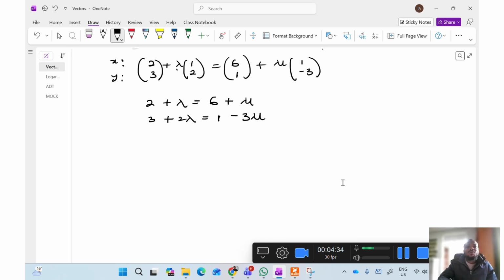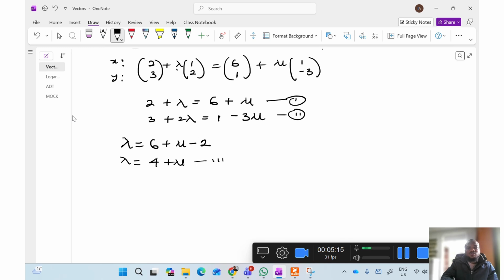There are several methods to solve simultaneous equations. You can use the substitution method, or you can use the elimination method. But before we do that, let's collect the like terms for both equations. For equation 1, lambda is equal to 6 plus mu minus 2. I hope this is understood, because the 2 goes to the other side to become negative. So lambda is equal to 4 plus mu, because 6 minus 2 is 4. So this is equation 1, this is equation 2, then this will be equation 3.